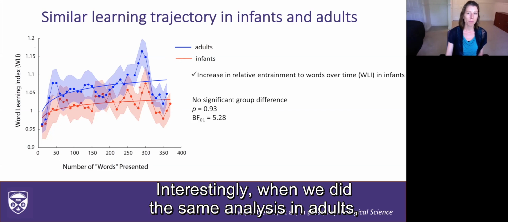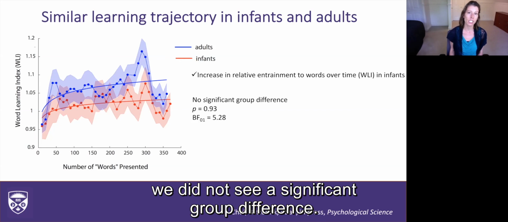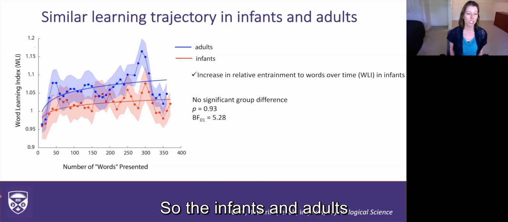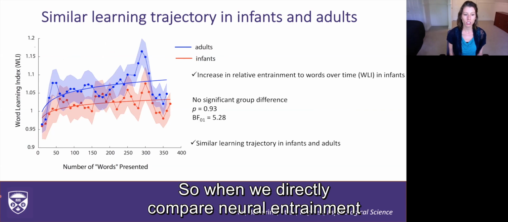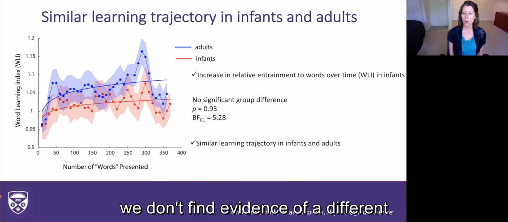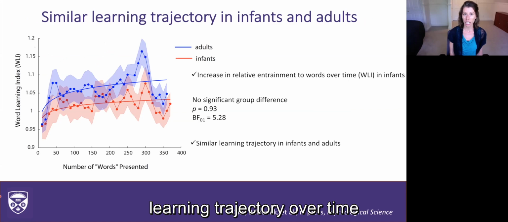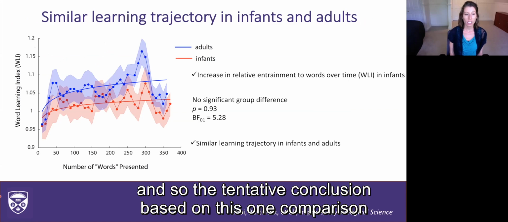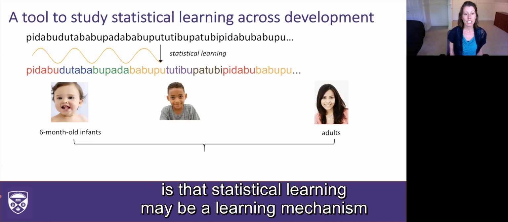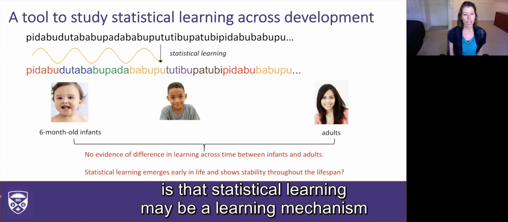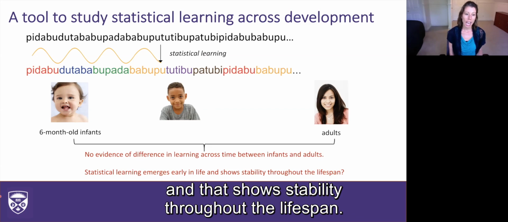Interestingly, when we did the same analysis in adults, we did not see a significant group difference. So the infants and adults followed a very similar learning trajectory. So when we directly compare neural entrainment between the infants and adults, we don't find evidence of a different learning trajectory over time. And so the tentative conclusion based on this one comparison is that statistical learning may be a learning mechanism that emerges early in life and that shows stability throughout the lifespan.